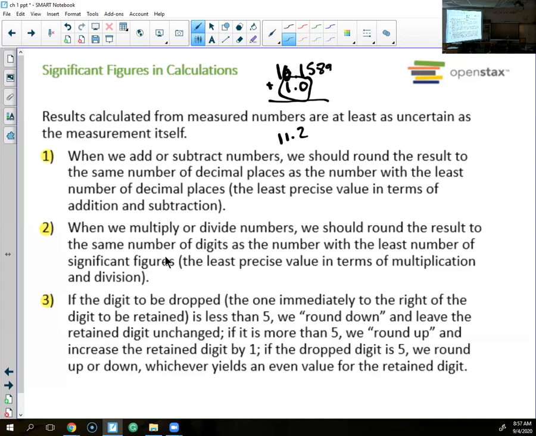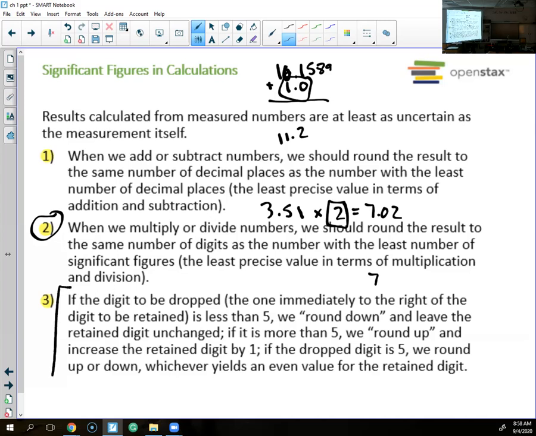All right, when we multiply or divide, which we do way more often, so this is the important one, we should round the result to the same number of digits as the number with the least number of significant figures. They seem the same, but they are different, I promise. So if we had 3.51 times 2, we would multiply this and we get 7.02, right? But really, since this only has one sig fig, we just say 7. Okay? We'll do a lot of this. A lot. You'll get extremely used to it.